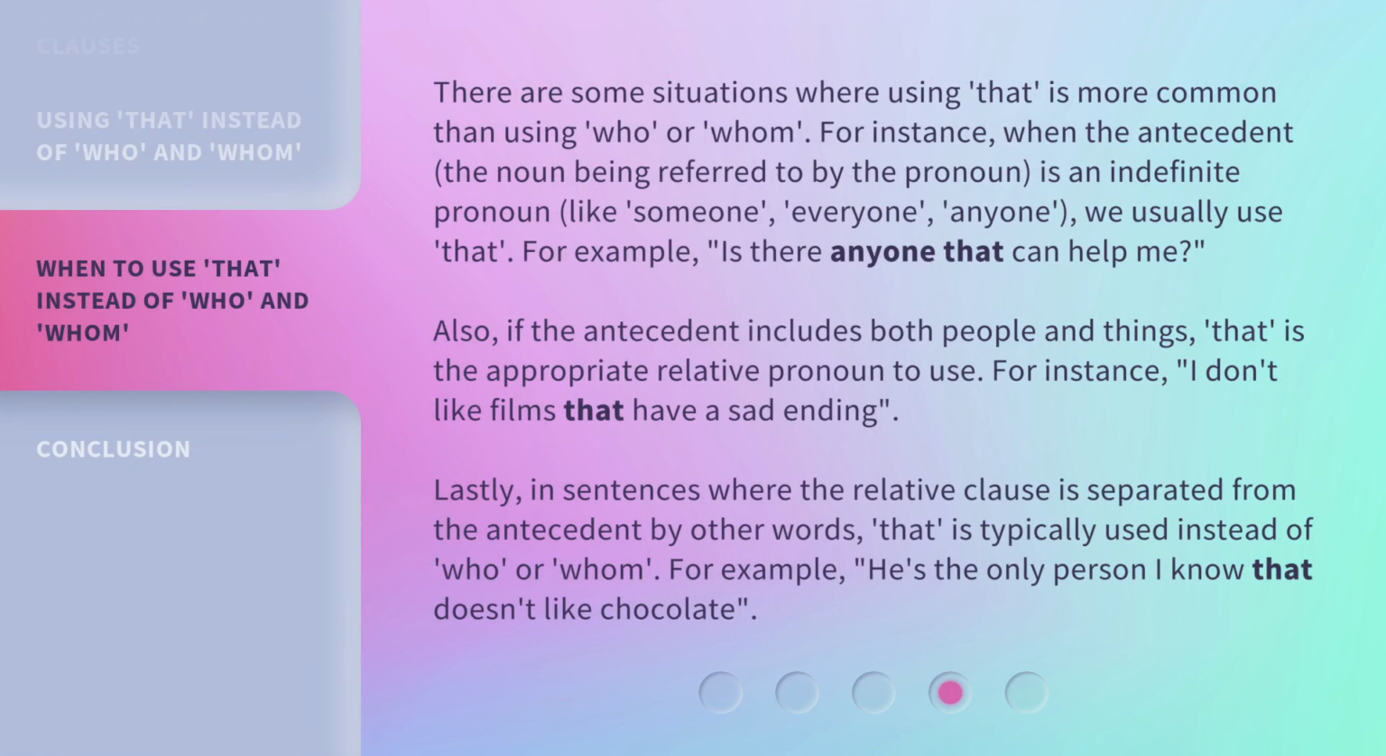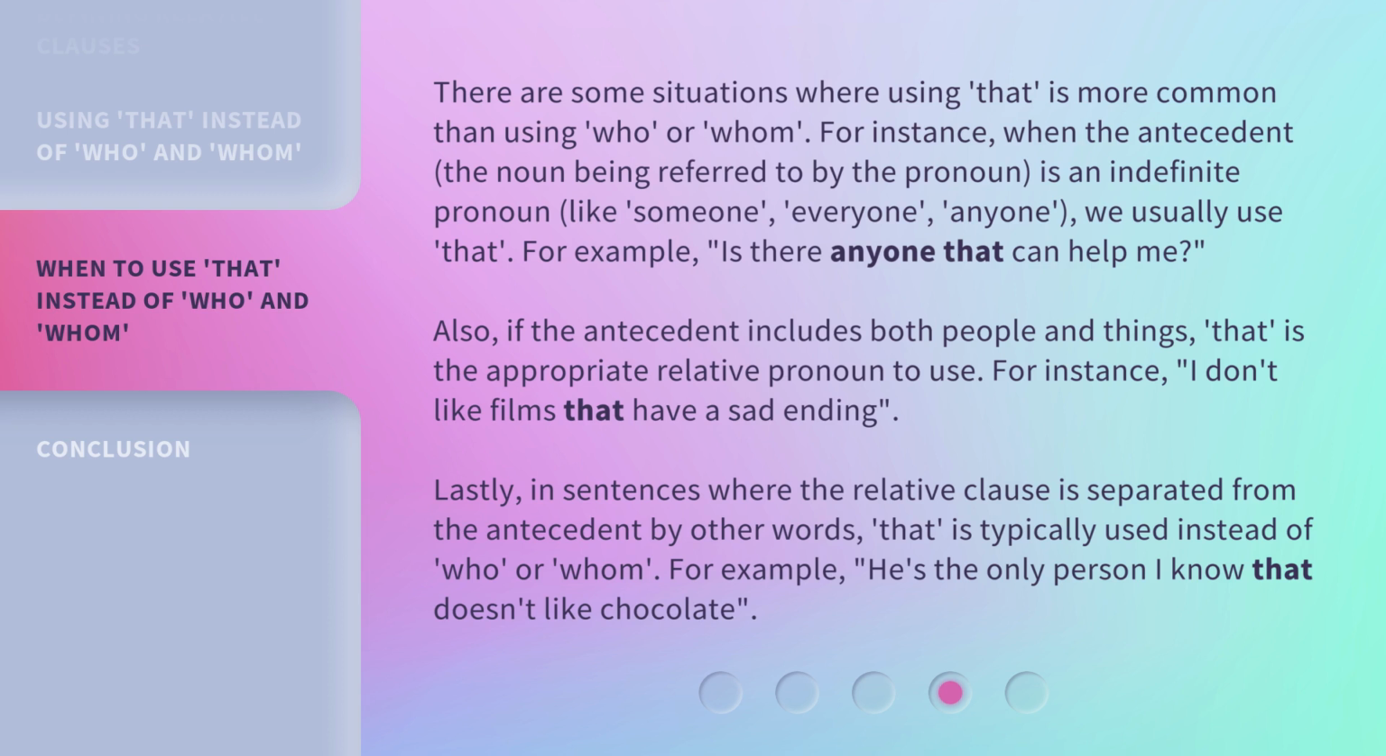There are some situations where using that is more common than using who or whom. For instance, when the antecedent, the noun being referred to by the pronoun, is an indefinite pronoun, like someone, everyone, anyone, we usually use that. For example, "Is there anyone that can help me?" Also, if the antecedent includes both people and things, that is the appropriate relative pronoun to use. For instance, "I don't like films that have a sad ending."